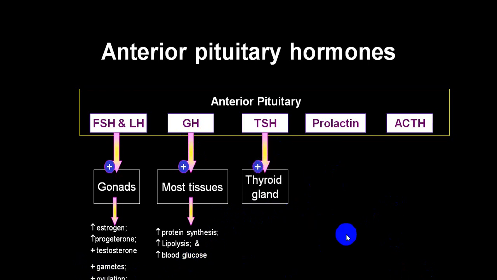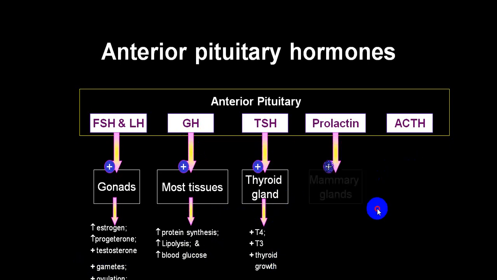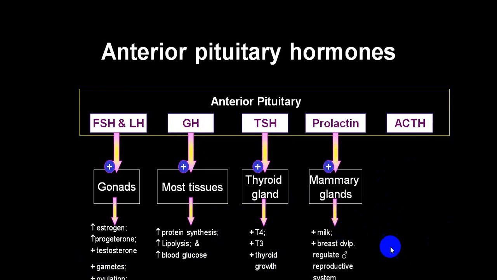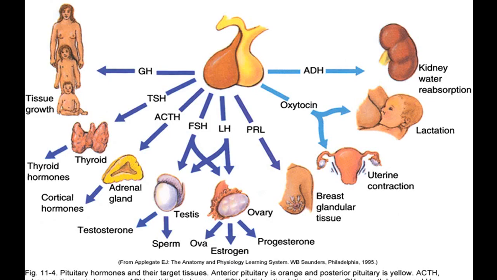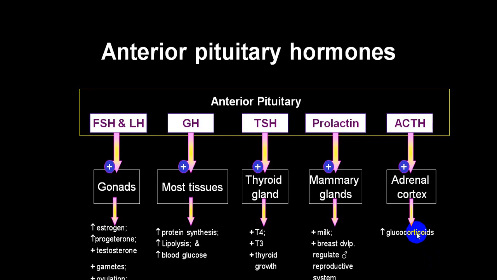TSH will have an effect on thyroid gland, will increase the production of T3 and T4 and thyroid gland enlargement. Prolactin will have an effect on mammary gland, milk production, breast development, regulates female reproductive system. ACTH will have effect on adrenal cortex and will stimulate the cortex to produce glucocorticoid as well as mineralocorticoid.